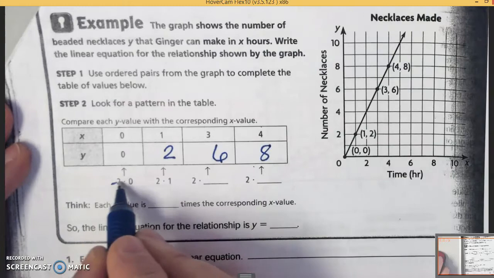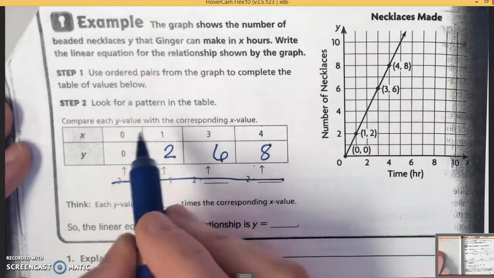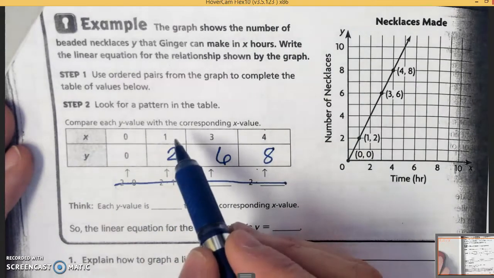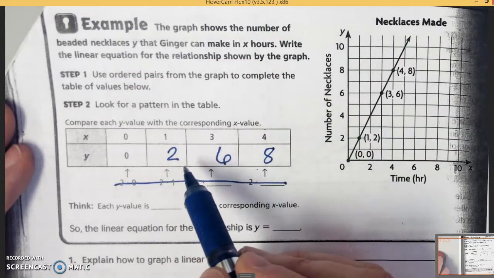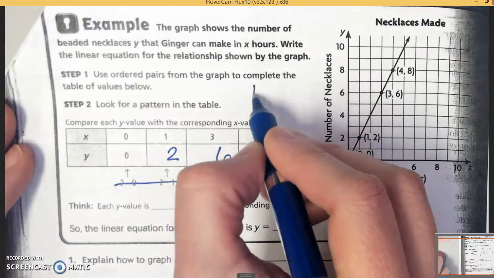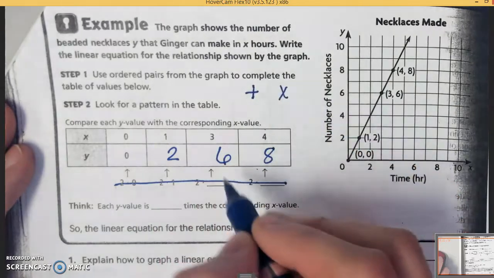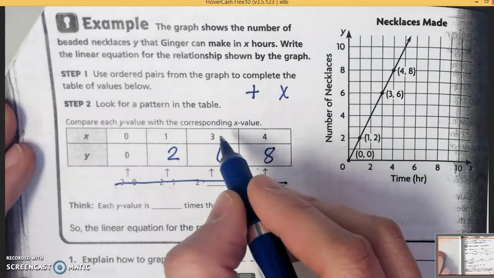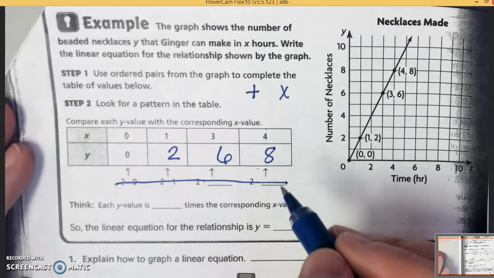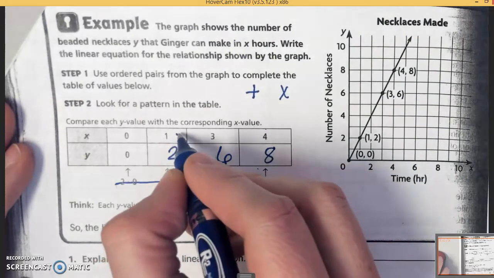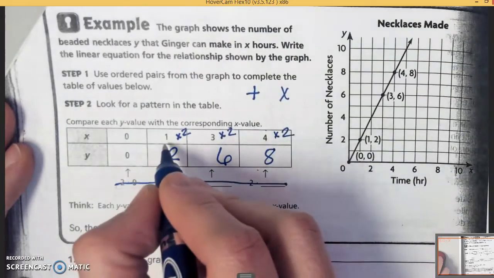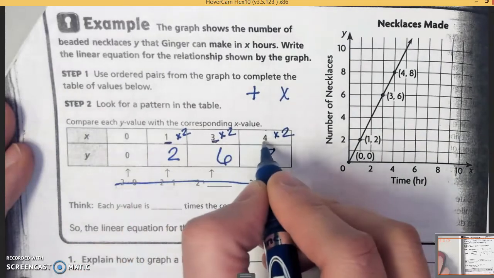We're not going to worry about filling this part in. Let's look up here and see what we have to do. I'm going to skip the 0 and 0. So let's look at this. What would I have to do to 1 to get 2? It's increasing. So I'm either going to be adding or multiplying. What would I have to do to 3 to get 6? What would I have to do to 4 to get 8? Each one I'm having to multiply by 2, right? So that means I'm taking my X value and I'm multiplying by 2.